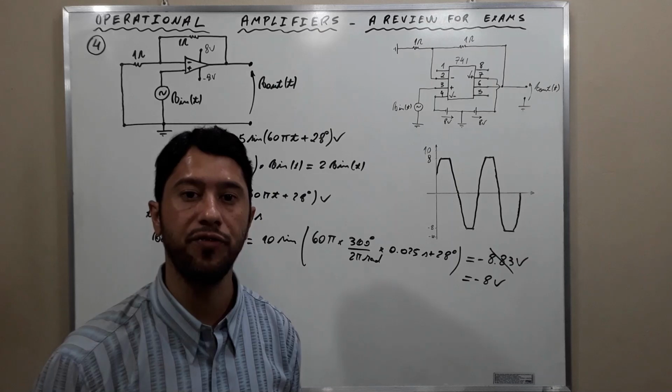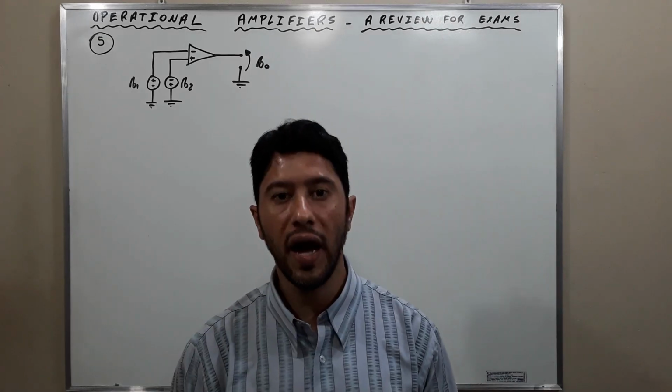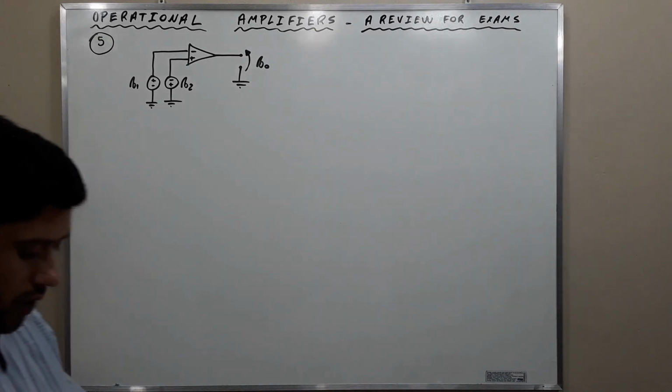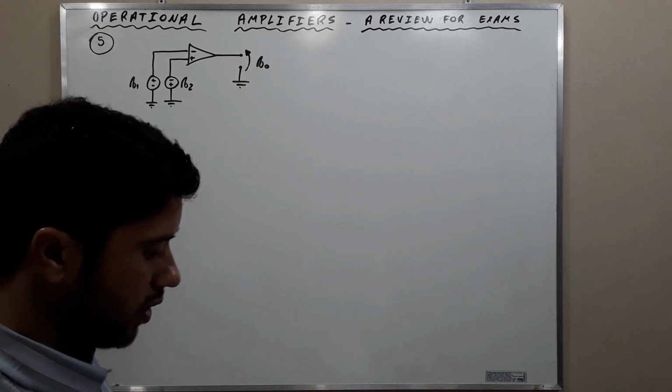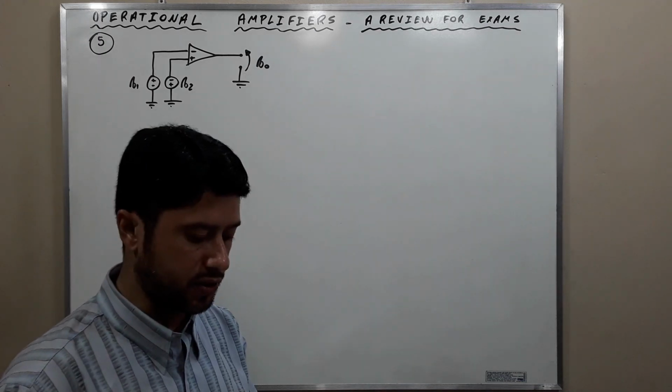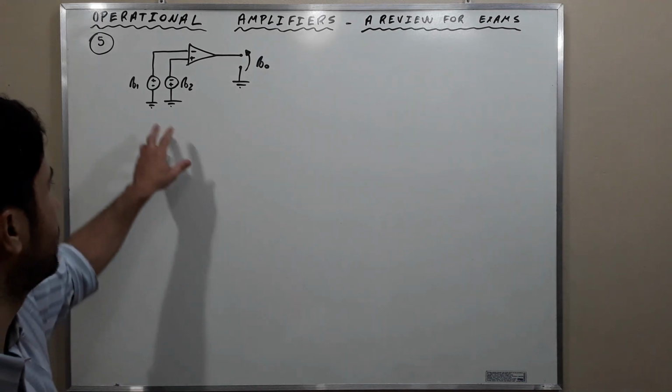Let's go to exercise 5. Exercise number 5. During testing of an operational amplifier, signals of equal magnitude and opposite signs are applied to the two input terminals of the device. In this case, what kind of gain is being measured? Okay, my friends, this is the exercise. Let's go to the solution.